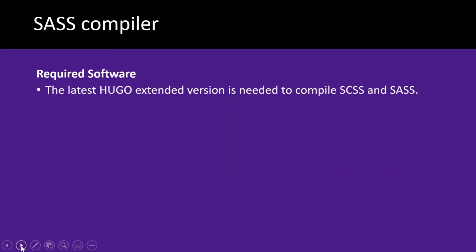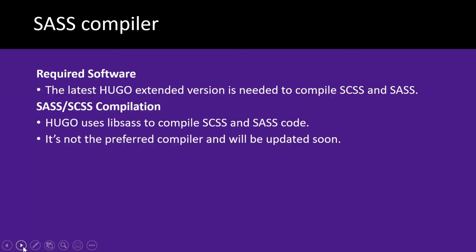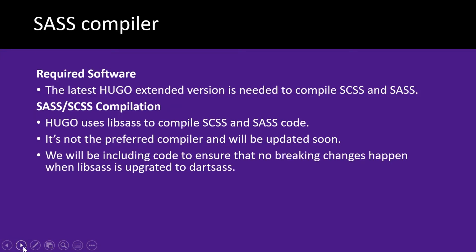You'll need the latest Hugo extended version to compile CSS, SCSS and SASS. The standard Hugo version doesn't support SCSS and SASS compilation. Hugo uses libsass to compile SCSS and SASS code. Libsass isn't the current preferred compiler. It's actually been deprecated, but it still does the job, especially for Bootstrap 5. It's not a problem. It will eventually be upgraded to Dart.sass, but currently it's quite complicated to install Dart.sass into Hugo.